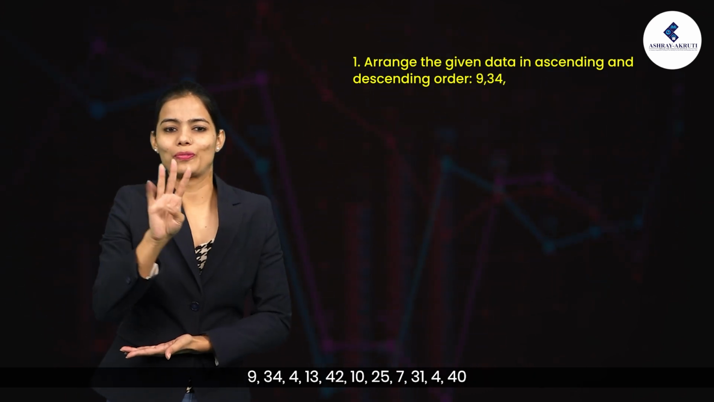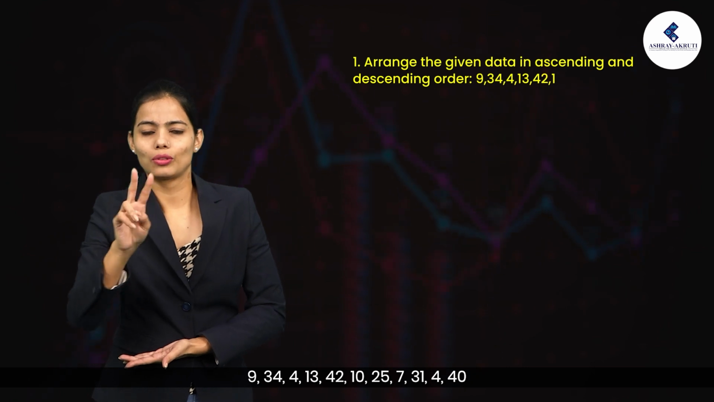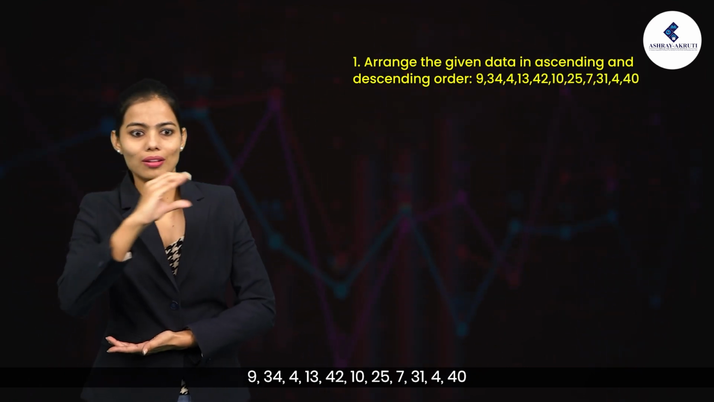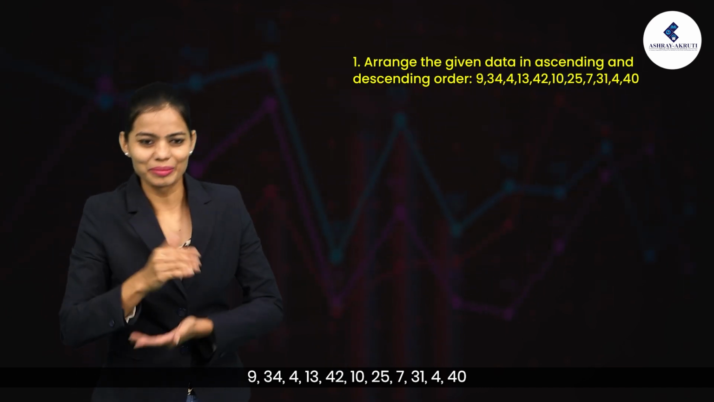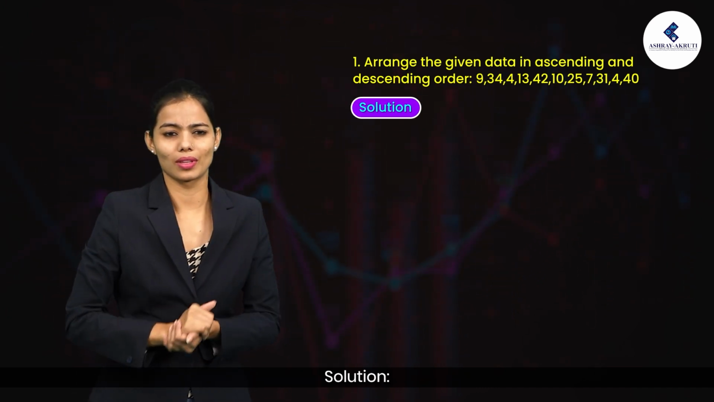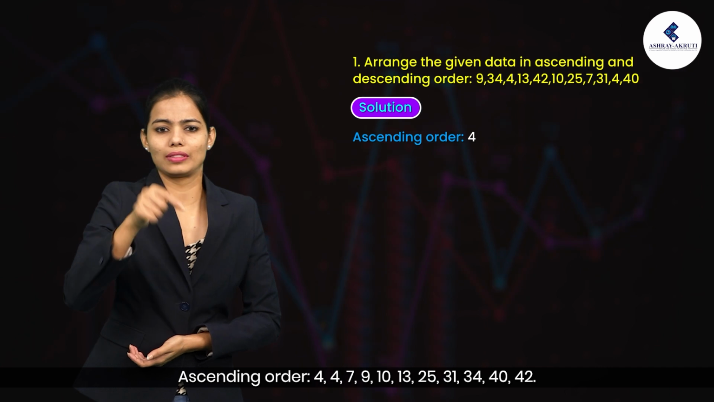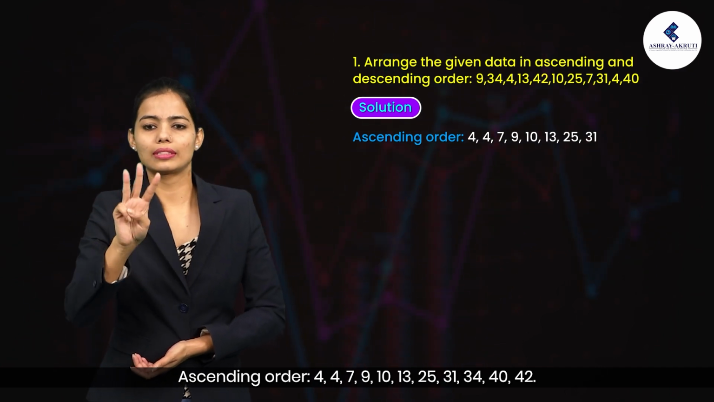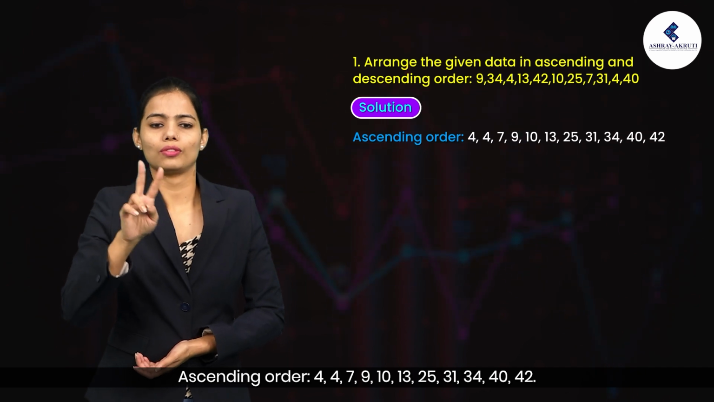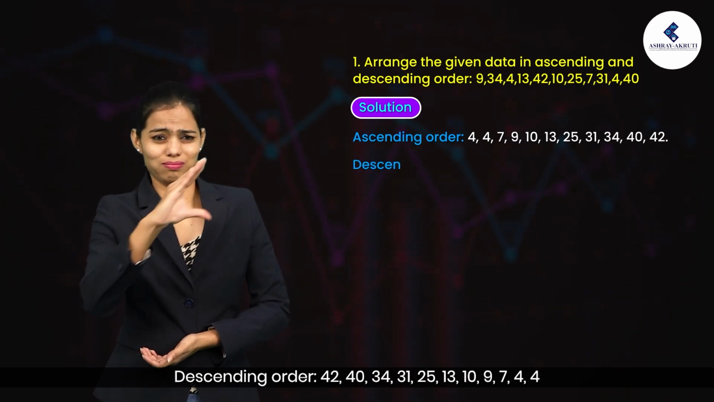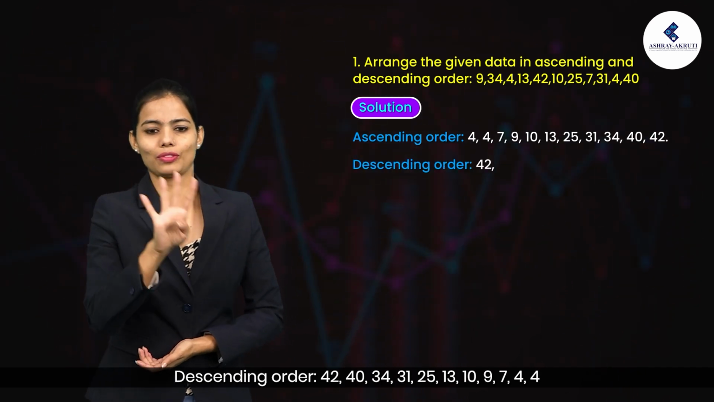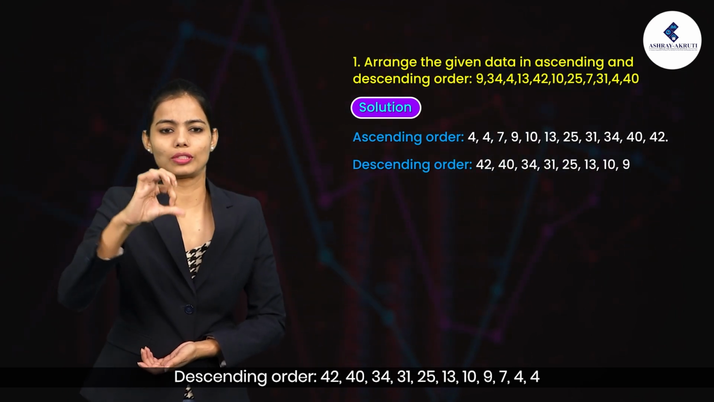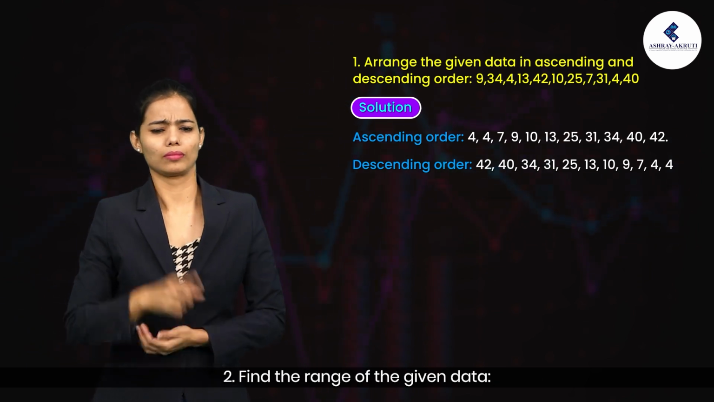9, 34, 4, 13, 42, 10, 25, 7, 31, 4, 40. Solution: ascending order: 4, 4, 7, 9, 10, 13, 25, 31, 34, 40, 42. Descending order: 42, 40, 34, 31, 25, 13, 10, 9, 7, 4, 4.